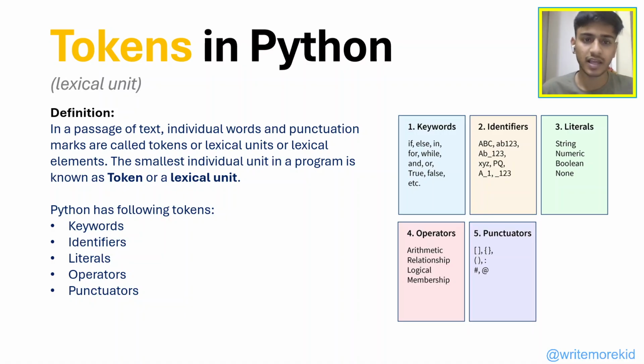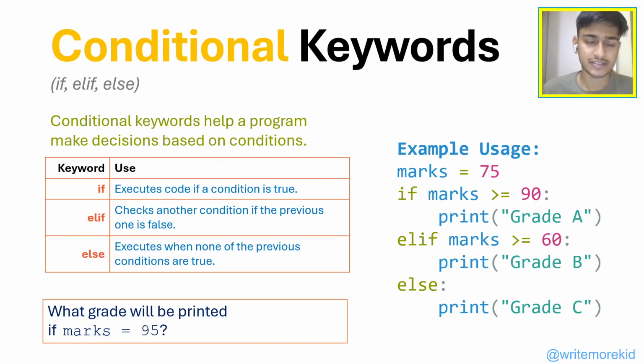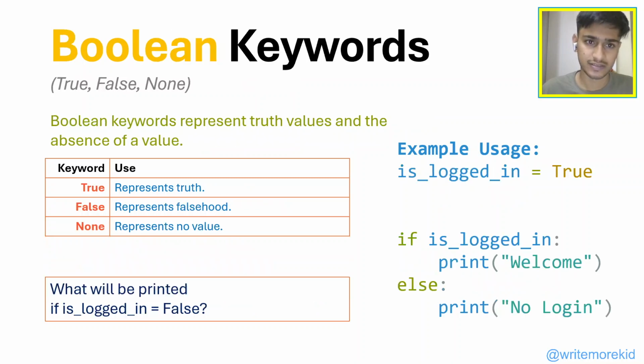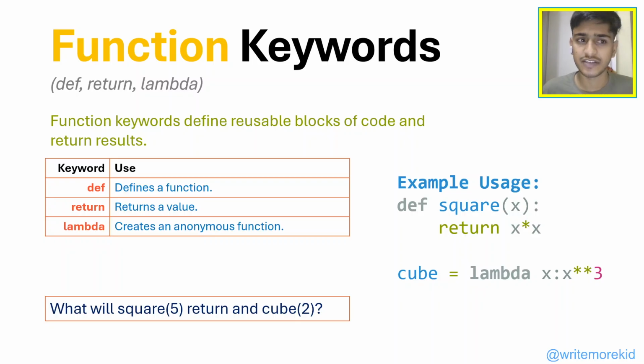In my presentation, you can see that I have categorized the keywords as per the use case. If, elif, and else I have categorized as conditional keywords. For, while, break, continue, and pass are loop keywords. True, false, and none are Boolean keywords. The logical keywords are and, or, and not. Then functional keywords: def, return, lambda.